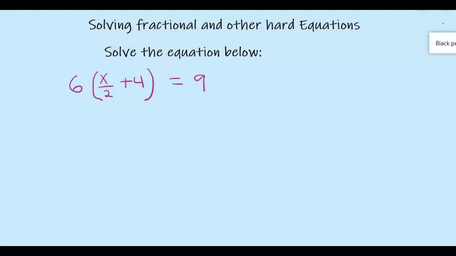Hello guys, today we're going to look at solving fractional or other hard equations.